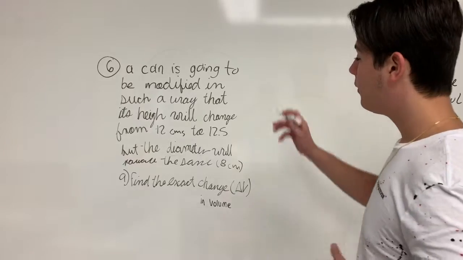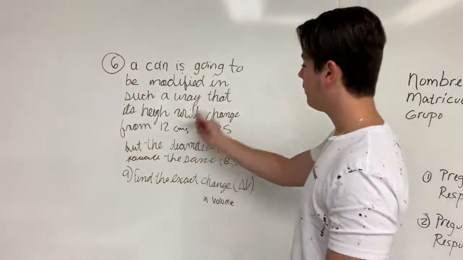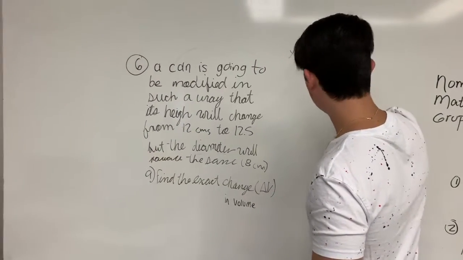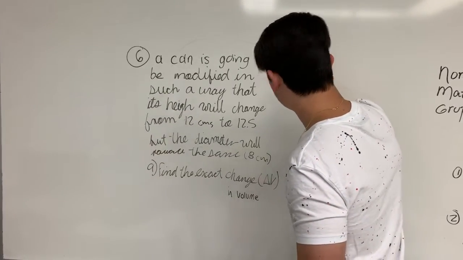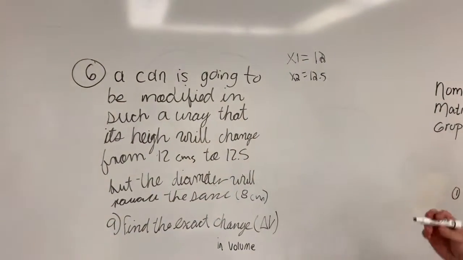Okay, first, to solve this problem, we need to take out the x's. x1 is 12, and x2 is 12.5. And the first thing you need to know is the formula.